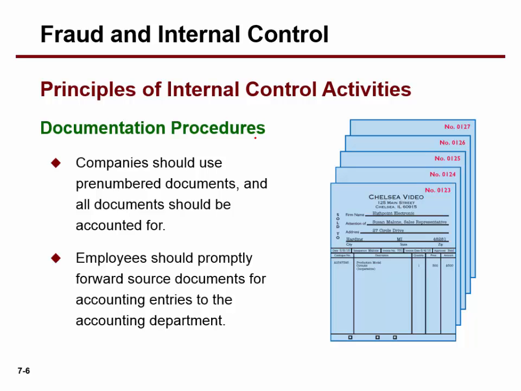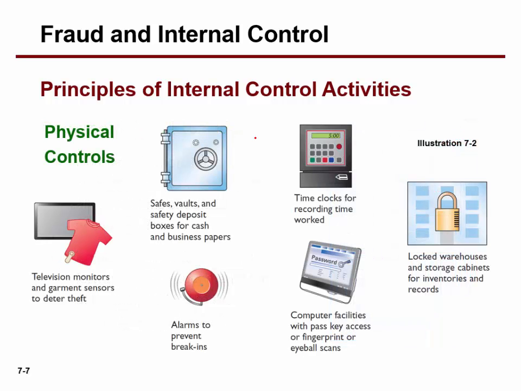Maybe that second one is a fictitious sale, right? 1, 2, 4. Huh? Where's 3, right? We identify that missing document through the pre-numbering. So pre-numbering is a key control activity. Okay? And then you have all kinds of physical controls: safes, locks, password access to the accounting records would be an example of a physical control. So all of these are physical controls, all these locks, etc., right?